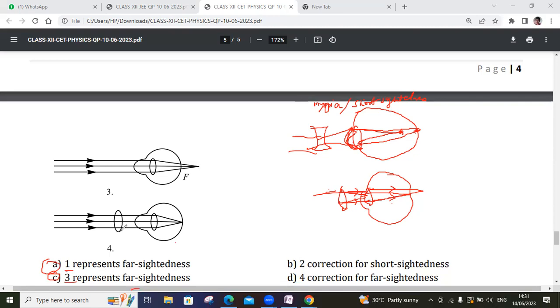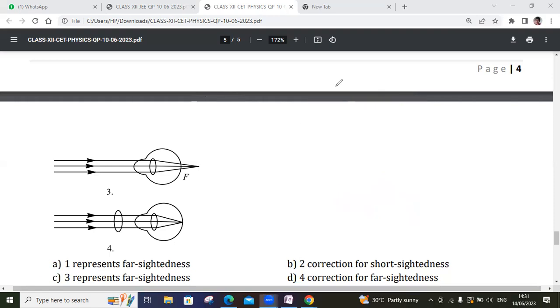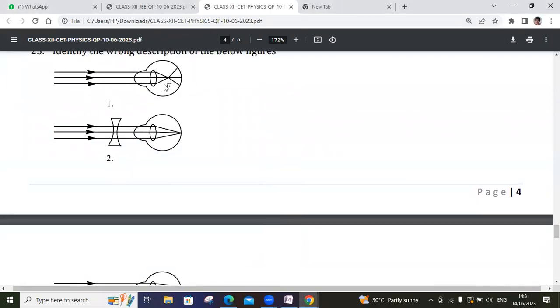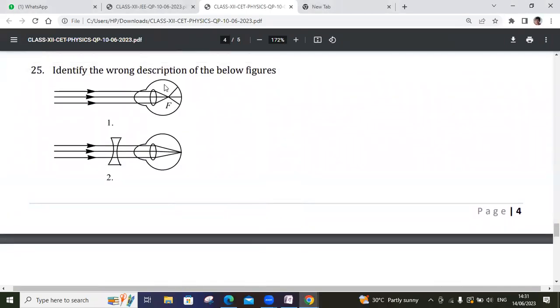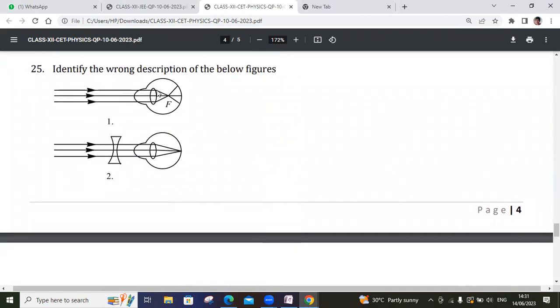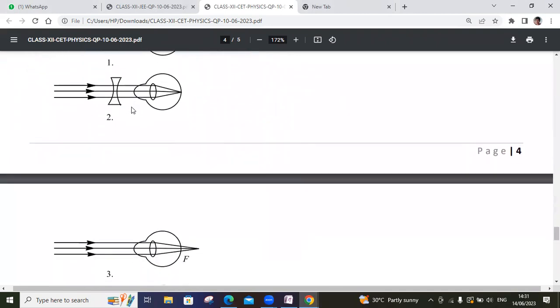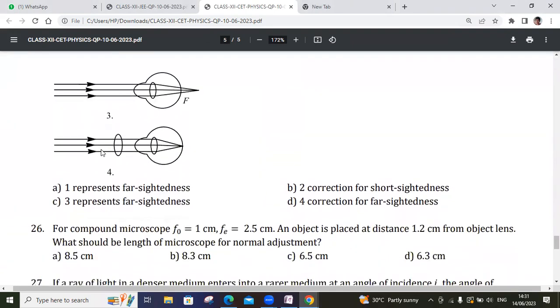So if you see the third option, it is farsightedness. But option A, if you see, A is for myopia actually, correct? So this is the wrong option, wrong description. So it is option A.